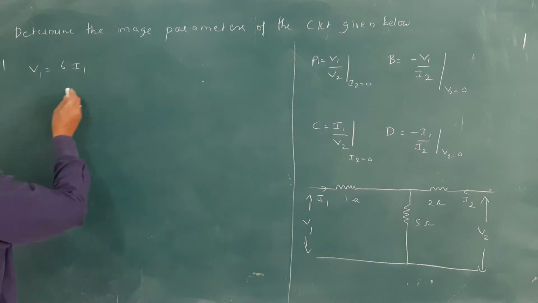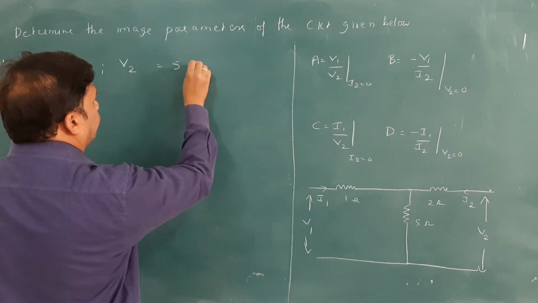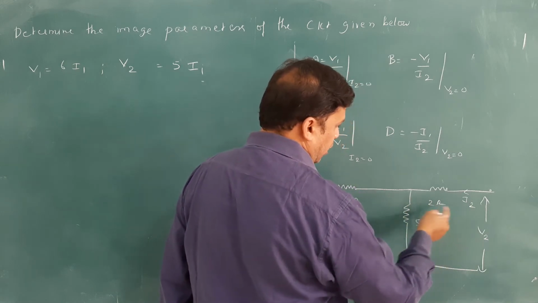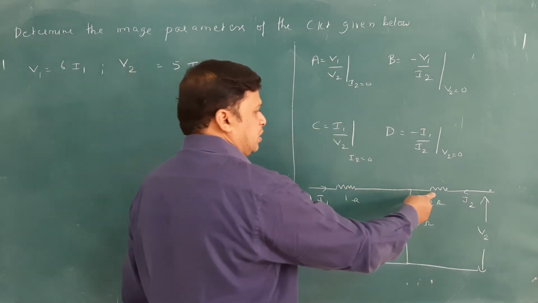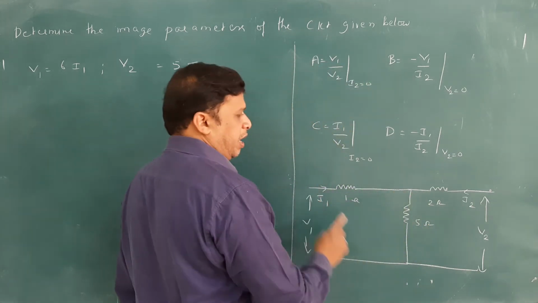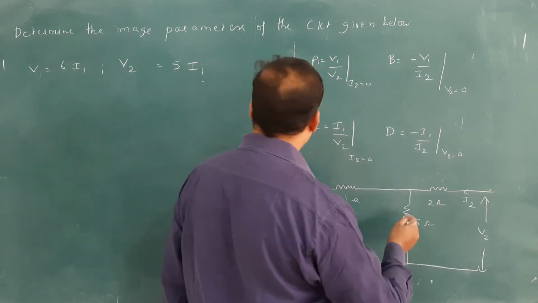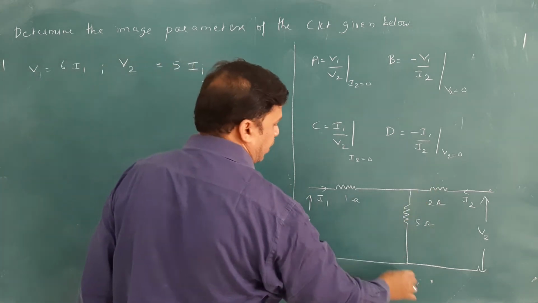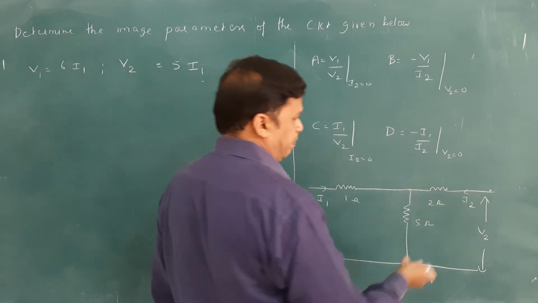And V2 = 5I1. See here, the voltage drop across V2 is 5 into I1. Why? Because I2 is 0, this resistor is not counted. And if you want V1, only this loop is taken. And if you want V2, the voltage across this particular part, the current I1 into 5 is taken into consideration. V2 = 5 into I1. This other resistor is not considered because I2 is 0 there. The current will not flow here.